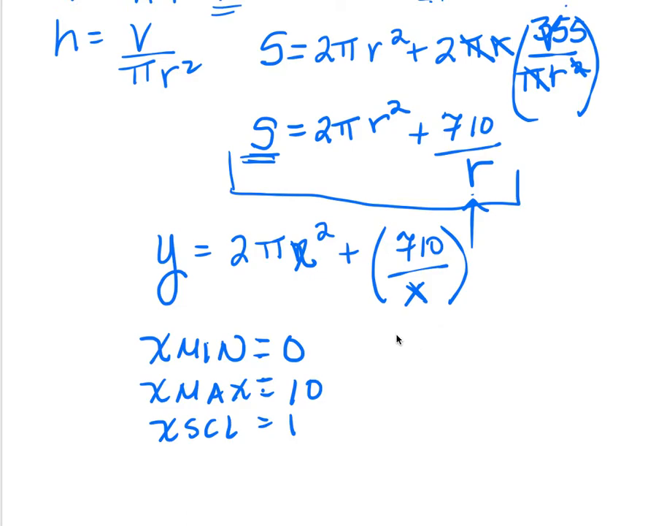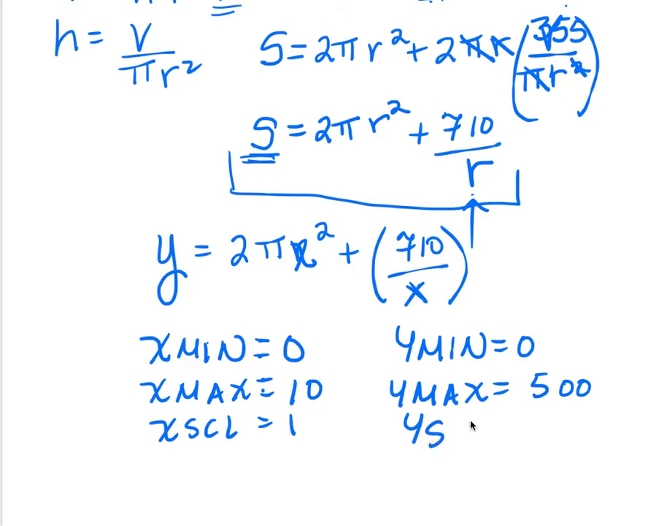And then the Y min, same thing. Y is representing the surface area here. We're not going to have any negative surface area. And then the Y max, I chose 500 so that you could see enough of the graph. And then Y scale is 50, I think you can do 50. Okay, and then let's see if that works. Let me see. Yeah, and okay, so put that in your calculator.